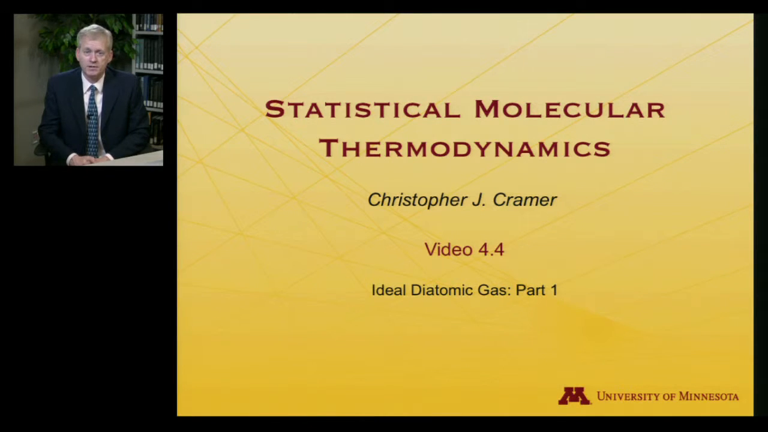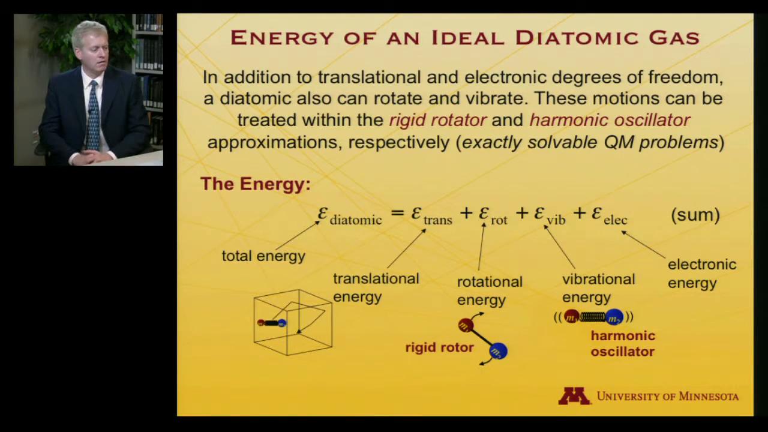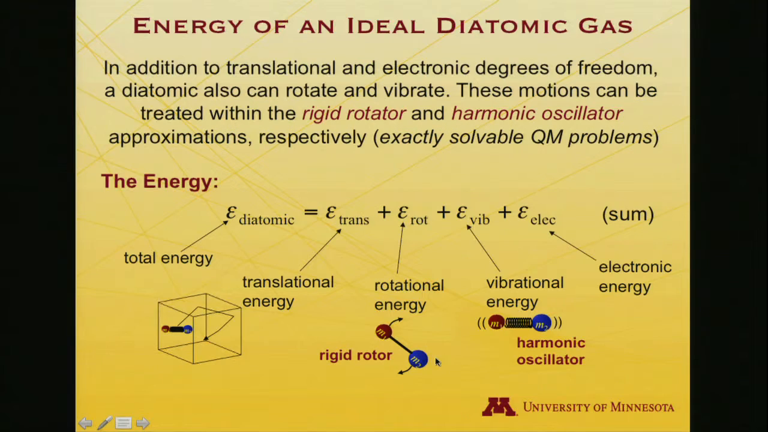So let's take a look at the partition functions for diatomic gases and how we can use those to predict their properties. Well, what goes into the energy of an ideal diatomic gas? Things get more interesting than was the case for the monatomic system. Because in addition to translational and electronic degrees of freedom, which we had before for the monoatomic case, a diatomic can also rotate. So here's a little rigid rotator rotating in space. And it can vibrate. So the two atoms can move relative to one another along their bond axis.